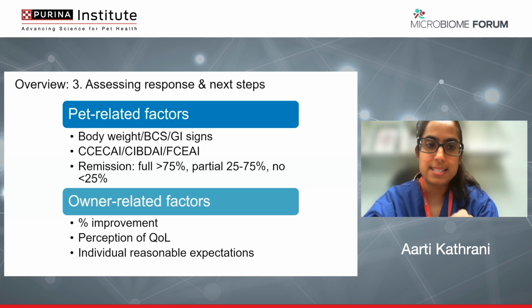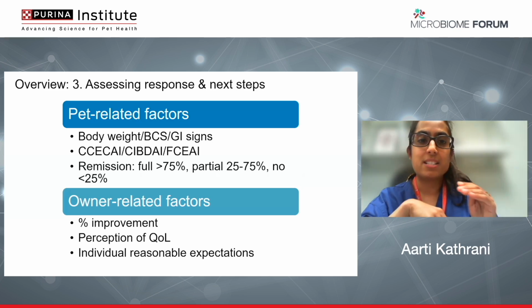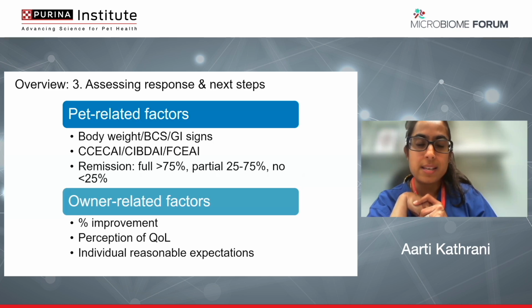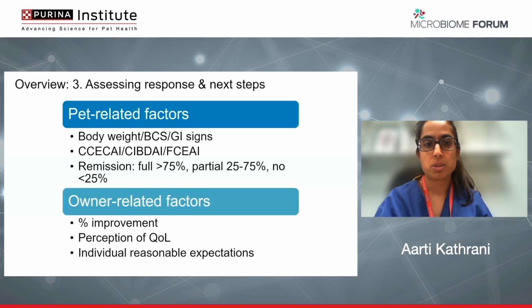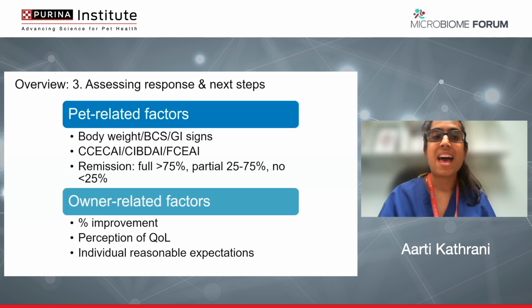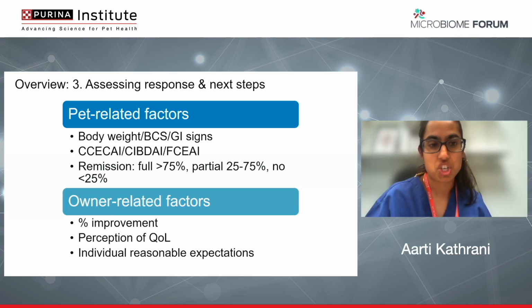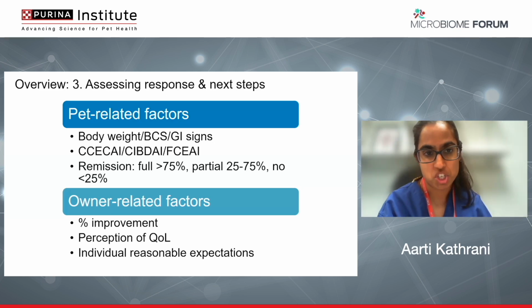And we use those disease activity indexes, and we'll look at this in the next slide, to try and objectively quantify the GI signs. And we don't have a consensus on the definition of full remission, partial remission, no remission. But there was one study that looked at the disease activity index. And if there was a more than 75% reduction, they defined that as full remission, partial remission as between 25 and 75%, and a less than 25% reduction in activity index as no remission.